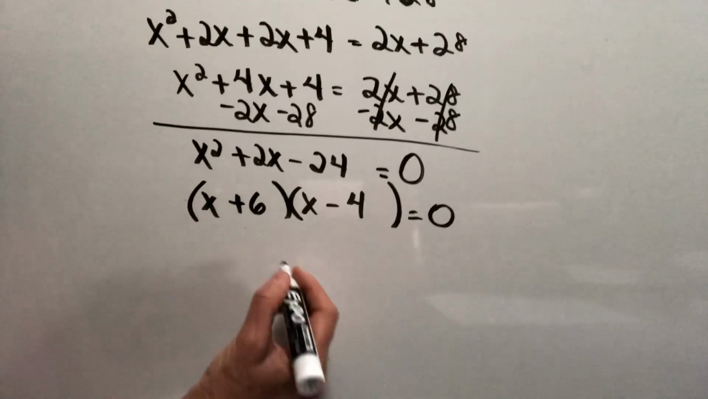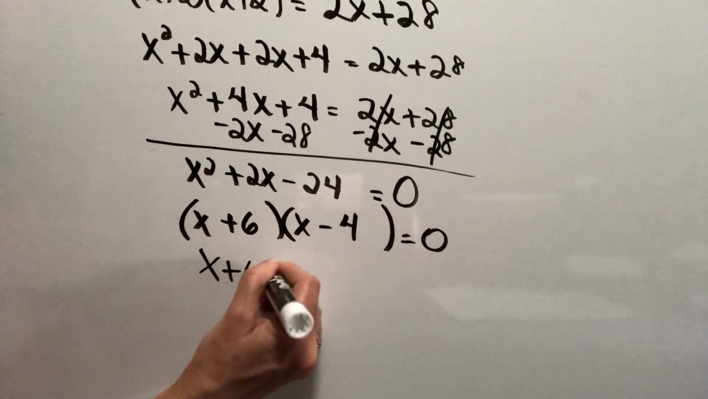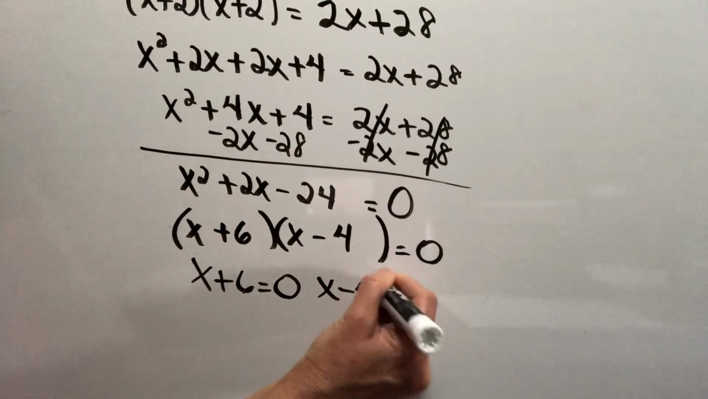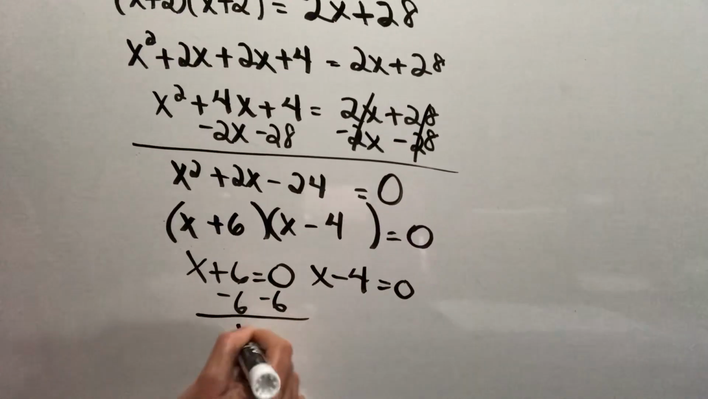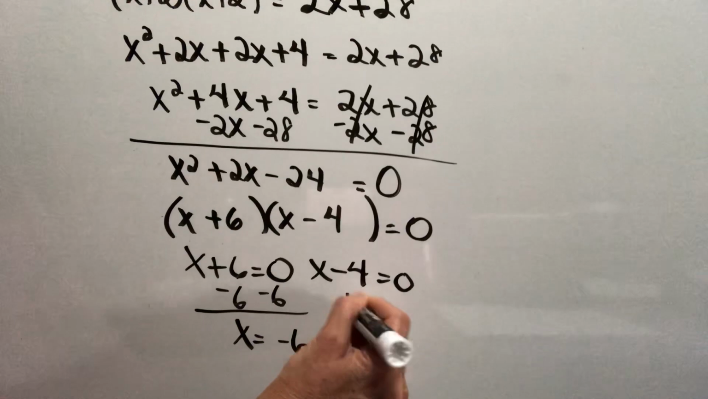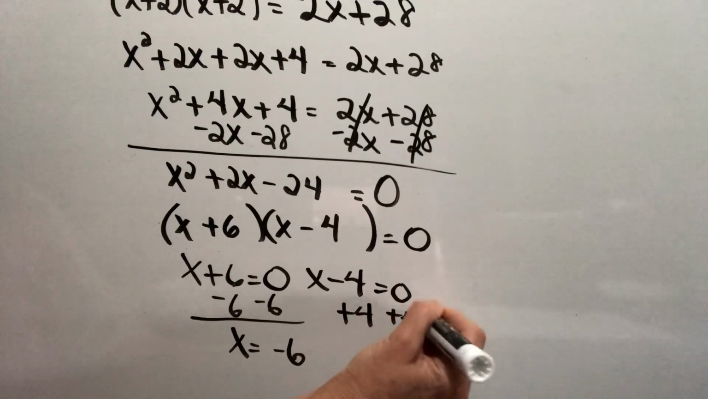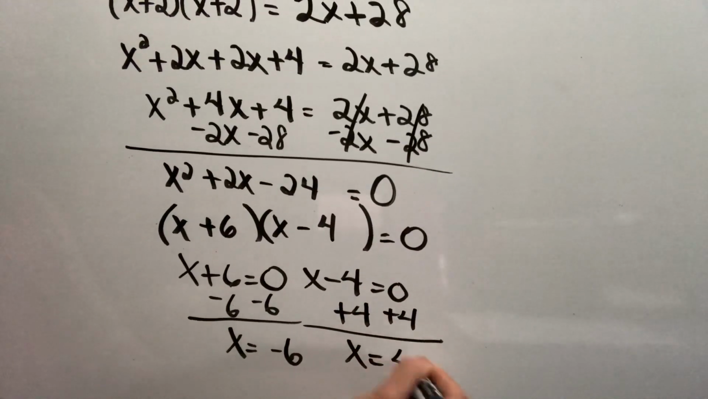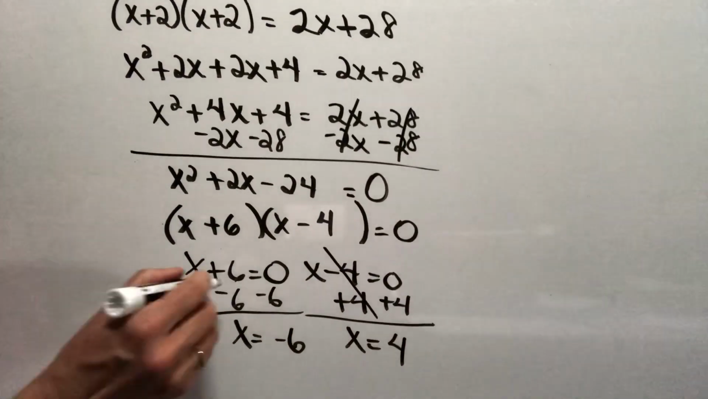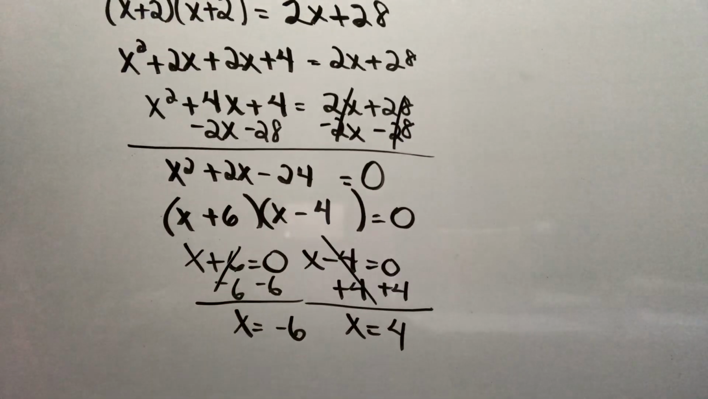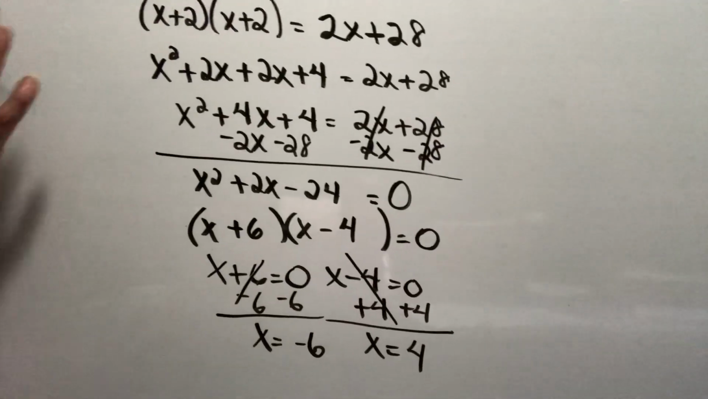Okay, so then I would set each one equal to 0. And on this one, I would subtract the 6 and get x equals negative 6. And over here, I would add the 4. And x would be 4. So we have two possibilities, and again, I'm using the word possibilities because they may or may not work when we plug them back in. So that's what we have to try next.